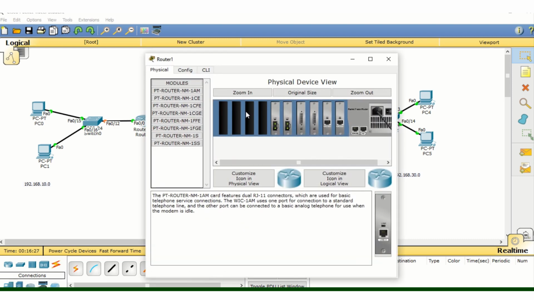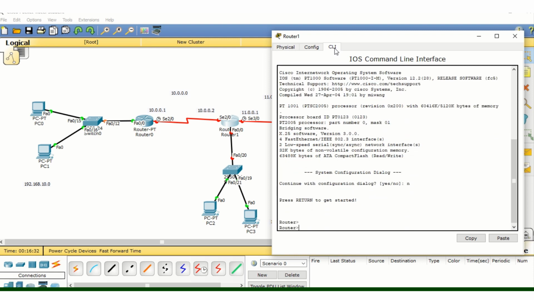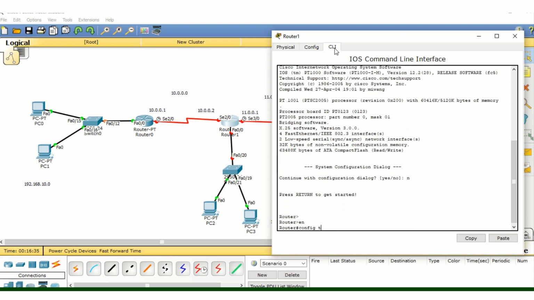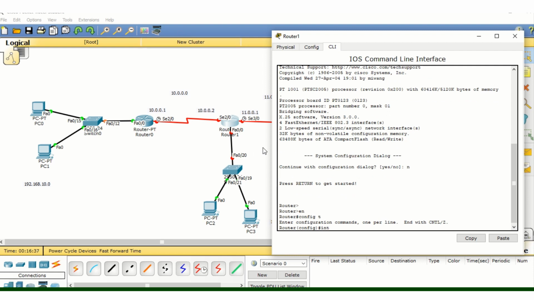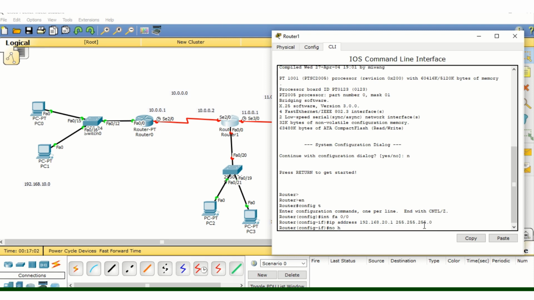Similarly, I'll go to the second router and configure the Ethernet interface. CLI mode, enable the router, then config t, then interface FA0/0, this one. In ip address, we will add the gateway address of the subnet that is attached to this Ethernet interface. It's 192.168.20.1, and then the subnet mask 255.255.255.0. No shut.